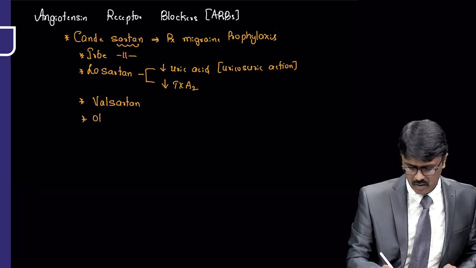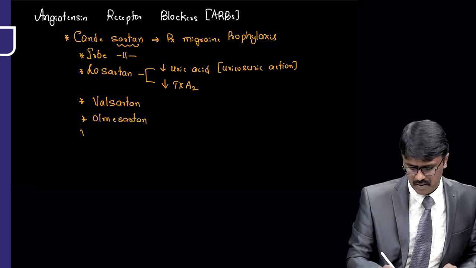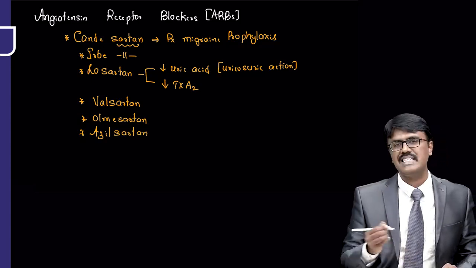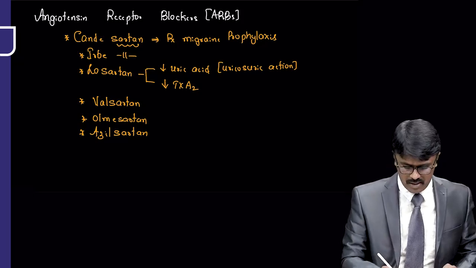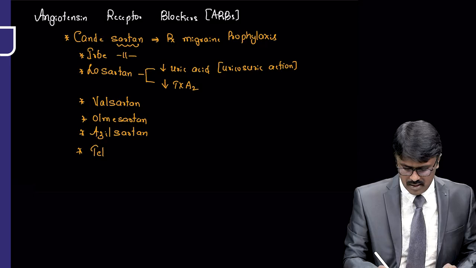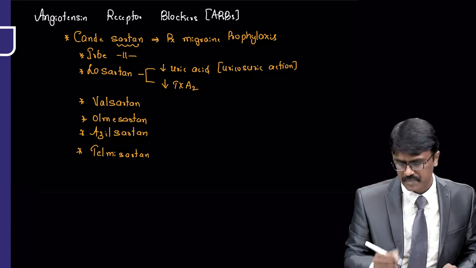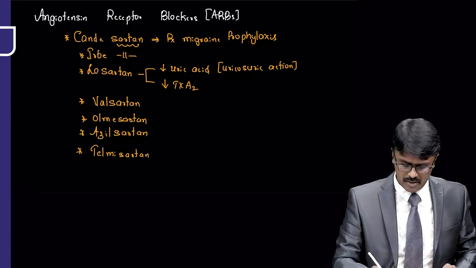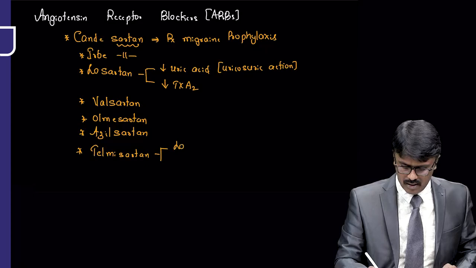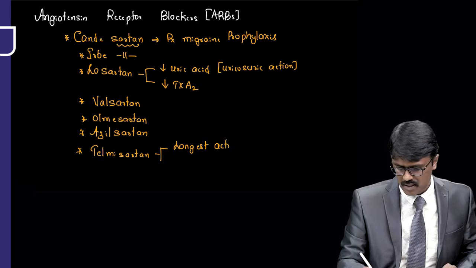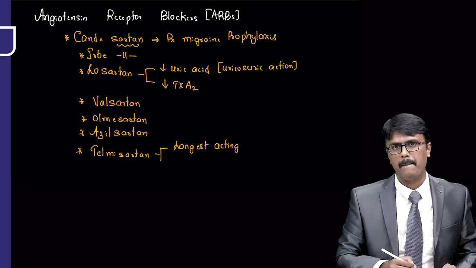then olmesartan, then azilsartan. So if you read, all their names end with sartan. But one important sartan I just want to tell you is telmisartan. Very, very important. Telmisartan is important because it is a longer acting ARB. Among all the ARBs, the longest acting is telmisartan.